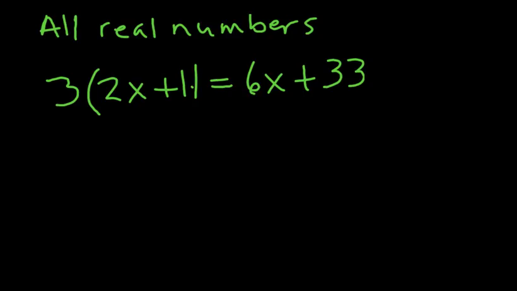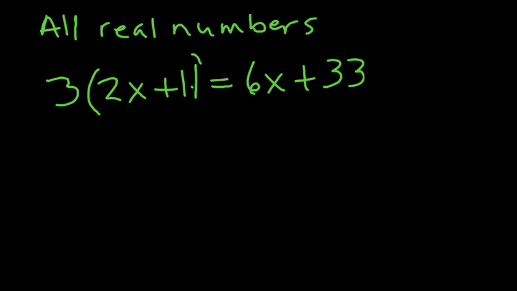Here's the second weird thing. This one is called all real numbers. There are some problems that you can put every single number in for the variable and it works every time. So that means every number is a solution, okay?